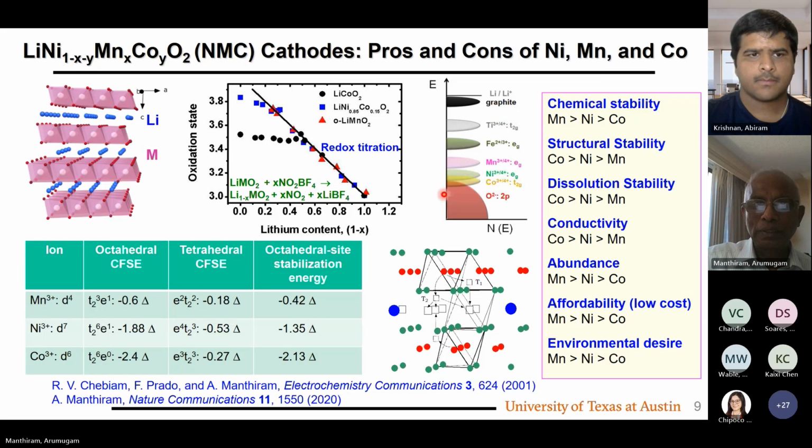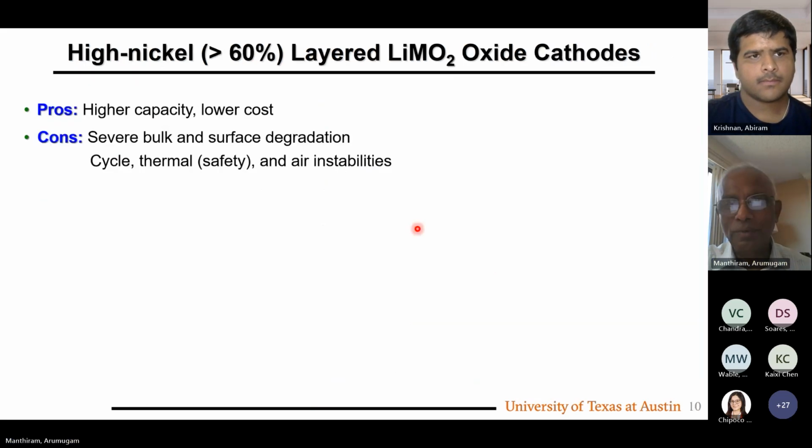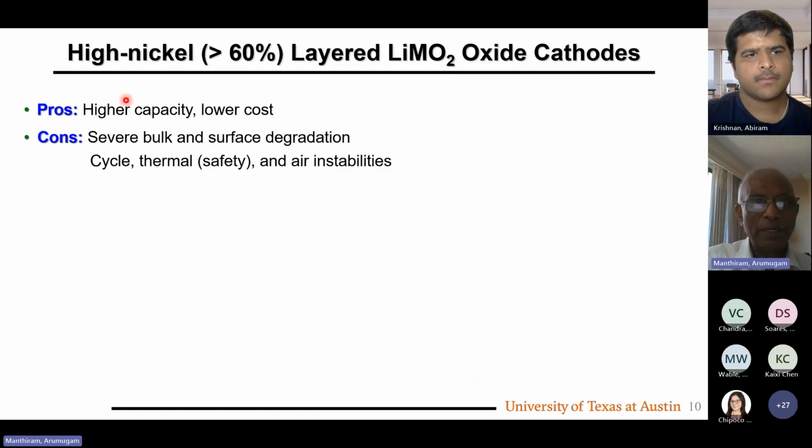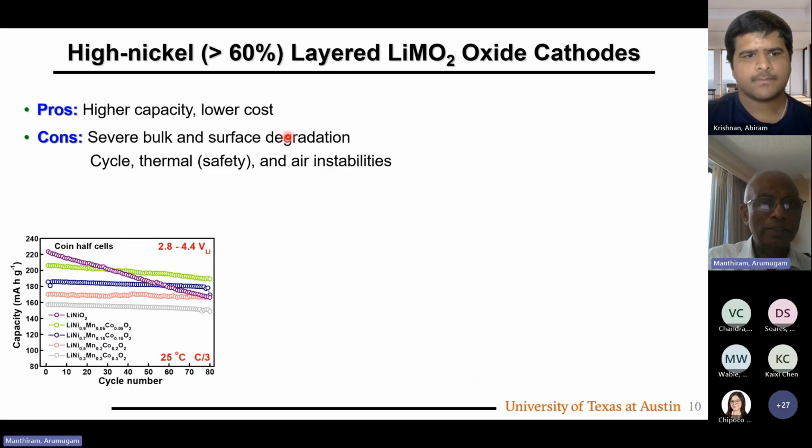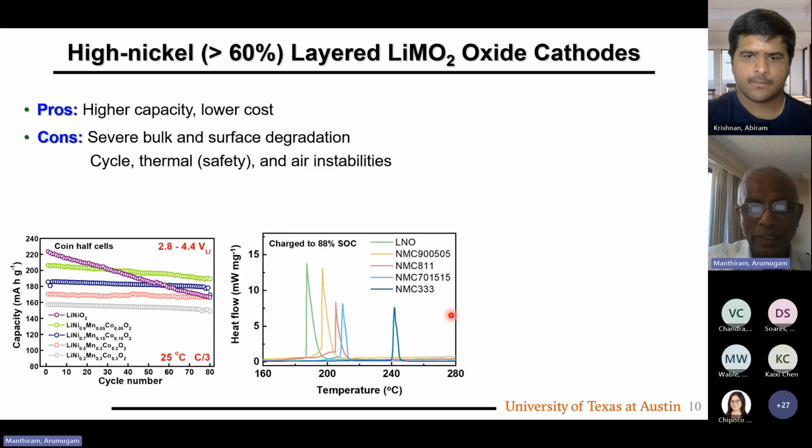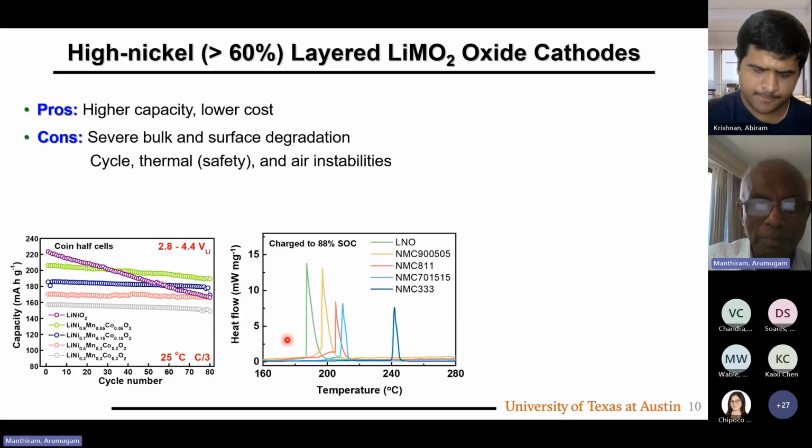But that doesn't come with an easy task. As I said, higher nickel, higher capacity, lower cost, good, but they suffer from severe bulk and surface degradation, cycle instability. You see here lower nickel content. If you go to higher nickel content, you get higher charge storage capacity, but it is behaving badly. You cannot charge and discharge for a large number of cycles. Not only that, when you increase the nickel content, they are also becoming thermally less stable. So that will lead to safety problems.